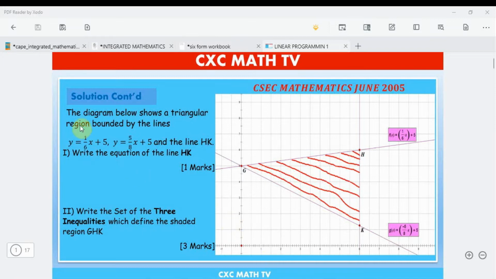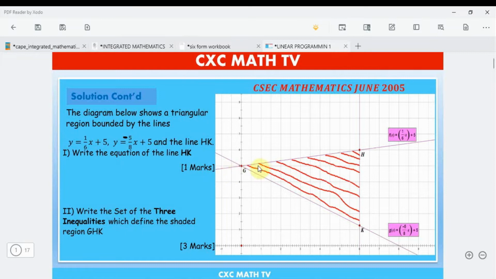So this first question says the diagram below shows a triangular region bounded by the lines y equals 1 over 6x plus 5, y equals minus 5 over 8x plus 5, and the line HK. Write down the equation of the line HK.